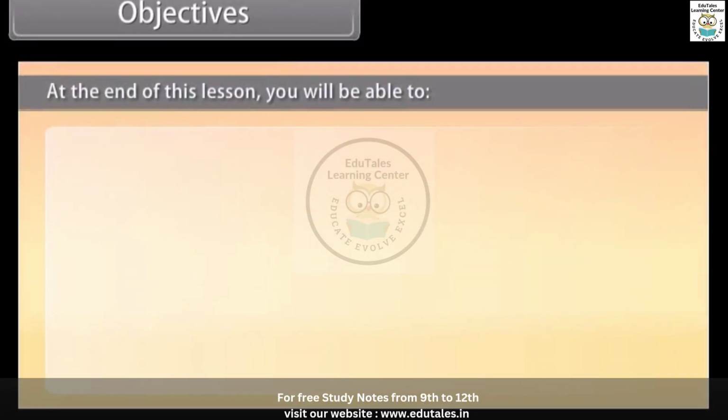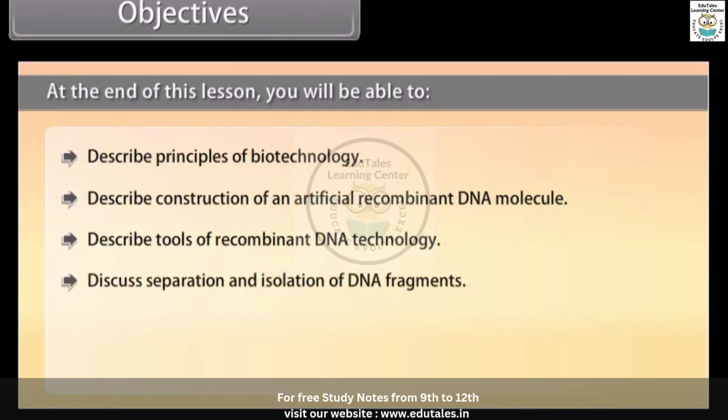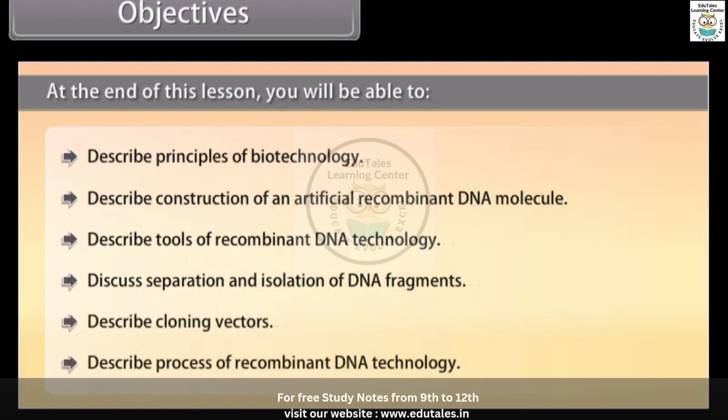Objectives. At the end of this lesson, you'll be able to describe principles of biotechnology, describe construction of an artificial recombinant DNA molecule, describe tools of recombinant DNA technology, discuss separation and isolation of DNA fragments, describe cloning vectors, describe process of recombinant DNA technology.